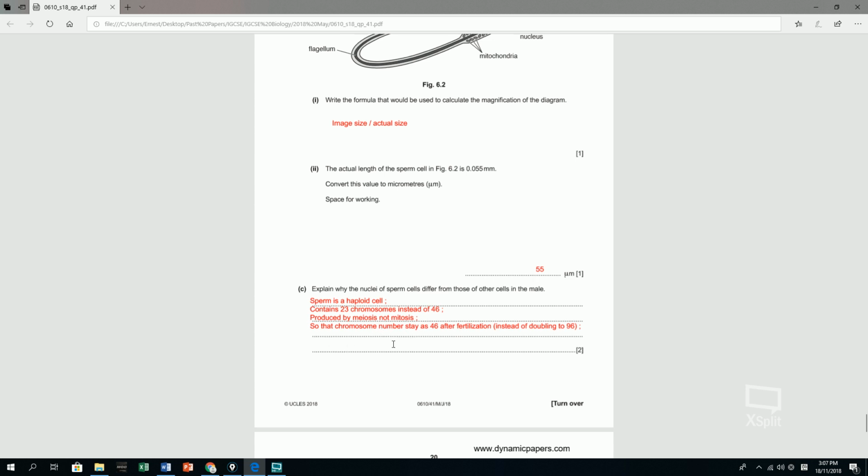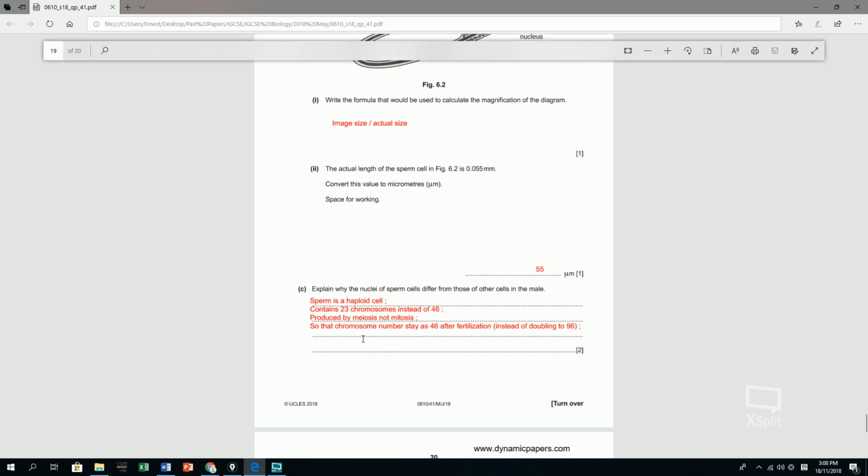And the main reason why meiosis halves the chromosome number is so that the chromosome number can stay the same at 46 once the sperm combines with an egg after fertilization, because otherwise, if the sperm had 46 chromosomes, you'd end up with 92 chromosomes in the zygote after fertilization, and that obviously wouldn't work. Okay, so it's mainly to keep the chromosome number the same at 46.